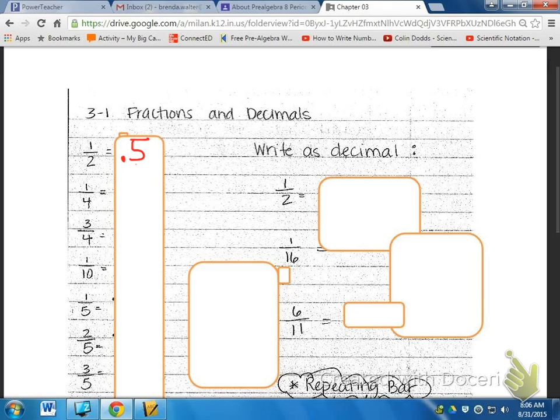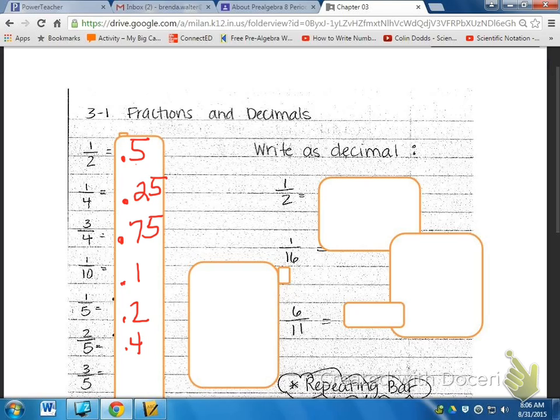0.5. Okay, what about 1/4? Jessica? 0.25. What about 3/4? Tori? 0.75. Okay, 1/10. Shane? 0.1. What about 1/5? 0.2. And what about 2/5? That'd be double that. So what would that be? Somebody that has an answer. Stephen? 0.4.